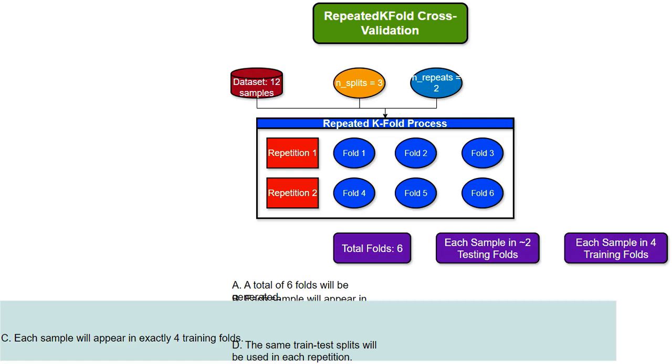Statement C claims that every data sample will appear in precisely 4 training sets. I'll show you how to figure this out. We have 2 repetitions and 3 folds per repetition. In each repetition, a sample is used in the training set for 2 of the 3 folds. 3 minus 1 equals 2 folds. Since we're repeating the process twice, the total is 2 repetitions times 2 training folds per repetition equals 4. So, yes, this statement is also correct.